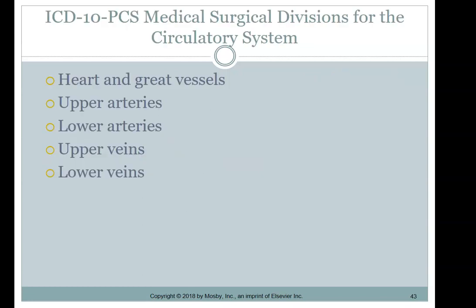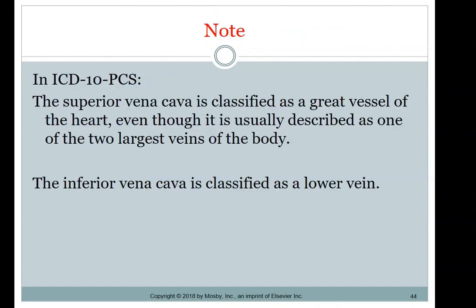Your ICD-10-PCS, circulatory system. So when coding using the PCS, coders need to recognize the anatomical terms we have just completed and be able to categorize them into the following: heart and great vessels, upper or lower arteries, and upper and lower veins. Note in the ICD-10-PCS, the superior vena cava is classified as a great vessel of the heart, even though it is usually described as one of the two largest veins of the body. The inferior vena cava is classified as a lower vein.